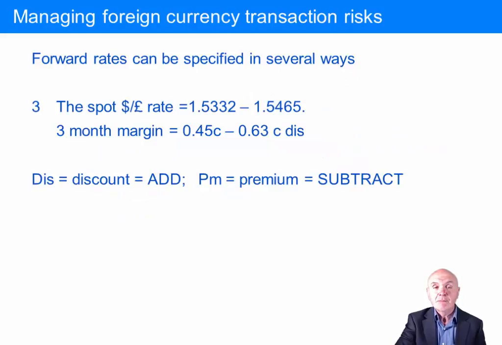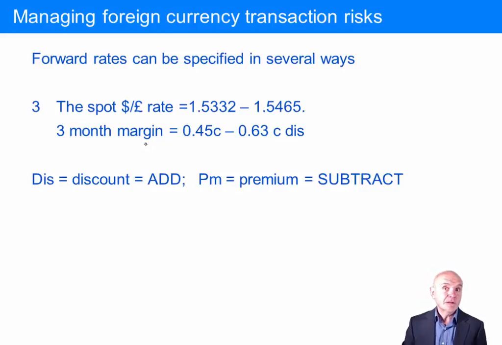The third way in which you might be given information is a little bit more involved, just takes a little bit more skill. And here what we have is the spot rate, and these figures are different to the previous ones, you won't follow on. And then you're given what's called a margin, an adjustment that you have to make to the spot rate to get the forward rate.